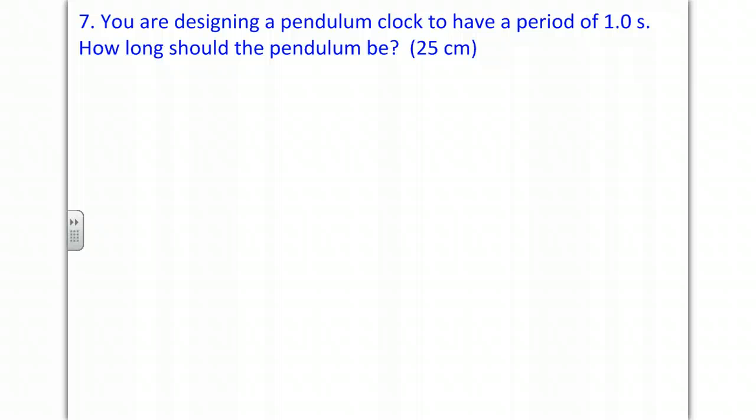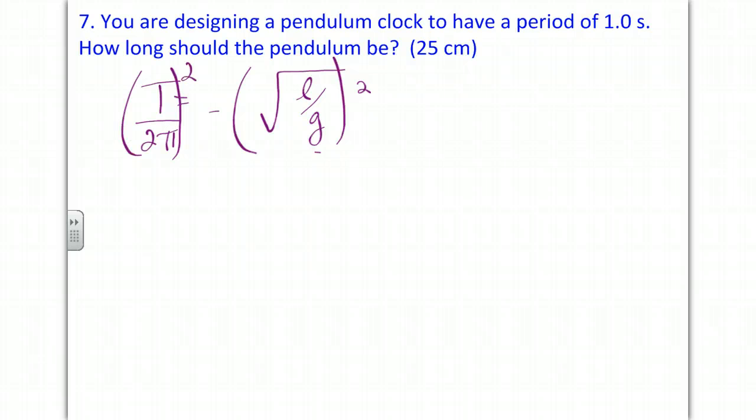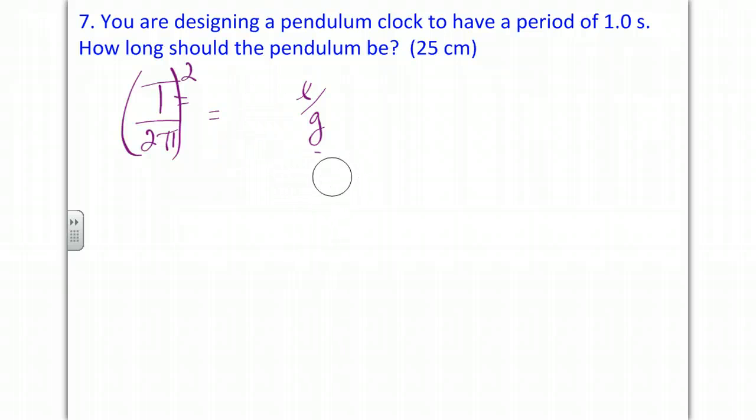Number 7, again, we'll use period equals 2 pi times the square root of length over gravity. And again, we're trying to determine the length of the pendulum. So once again, I will divide both sides by 2 pi, which cancels 2 pi. I will square both sides, put our equal sign here, which cancels out the square root. And then I will multiply both sides by gravity, which cancels gravity, leaving me with just length.